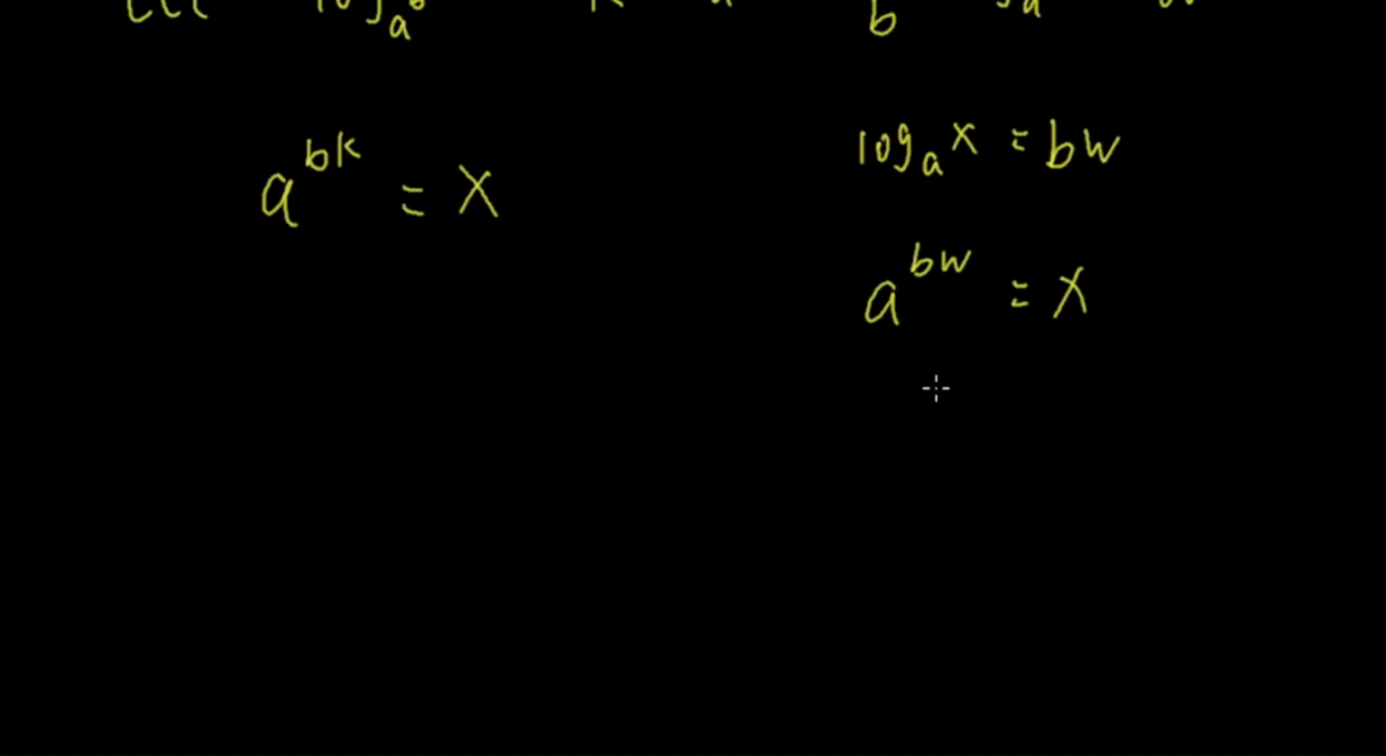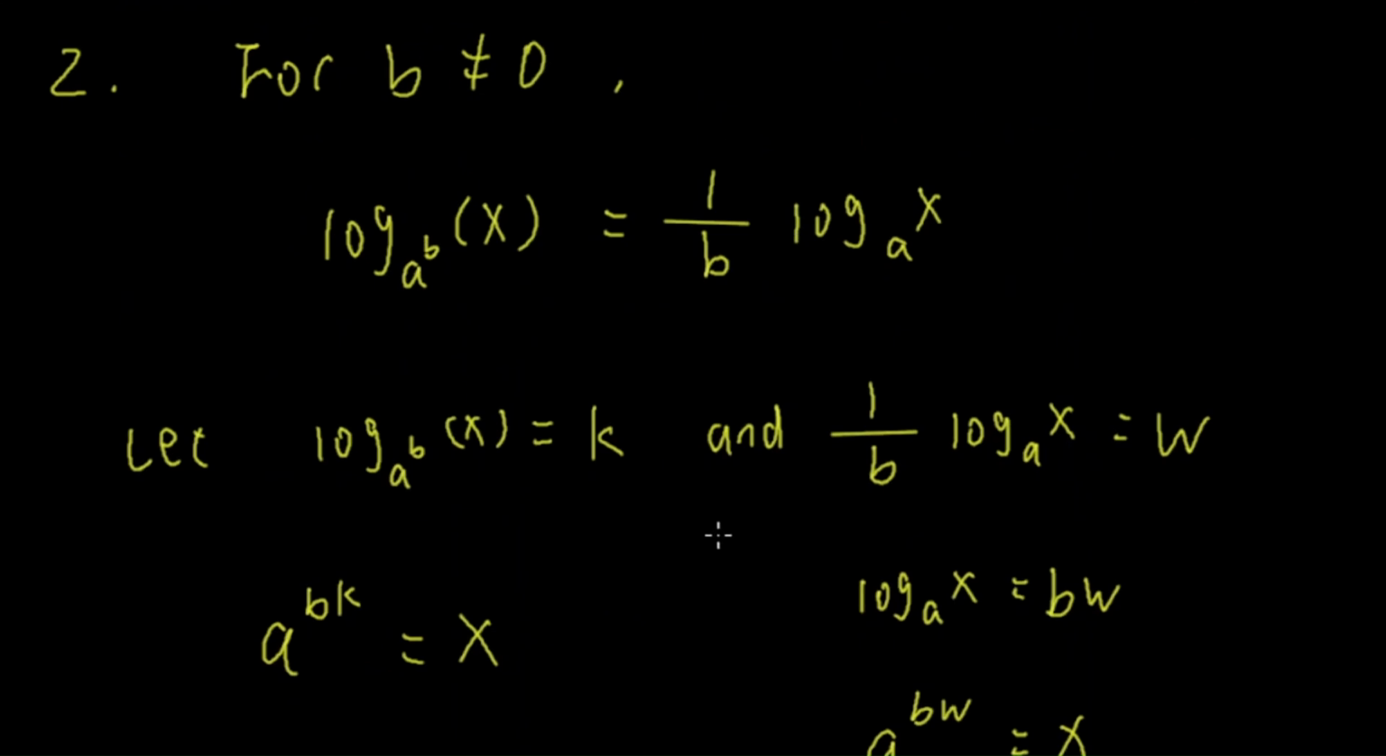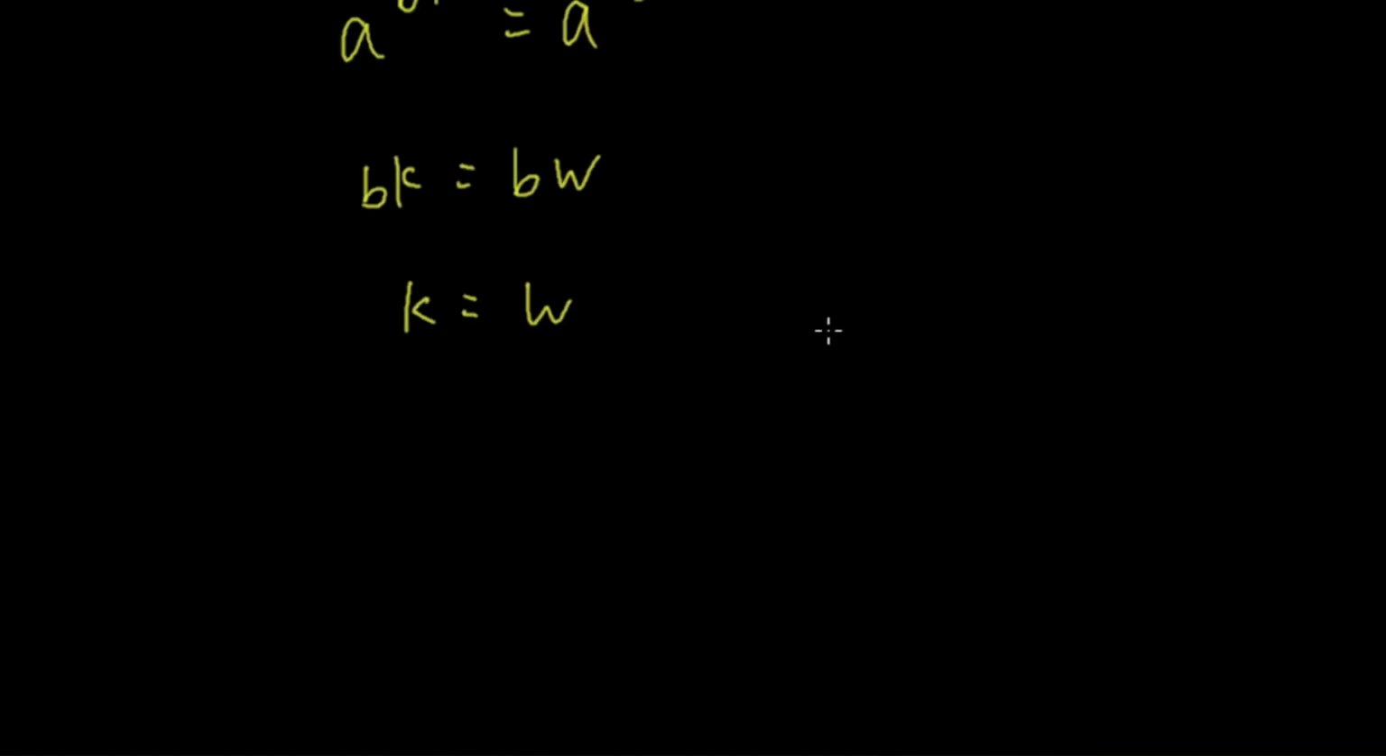Well, in that case, this is x, then this and this are equal to each other. a to the power of b times k is equal to a to the power of b times w. That means b times k is equal to b times w. Divide both sides by b, we have k equals w. What did we say k and w are? Now k is equal to this, w is equal to this. This proves this property.